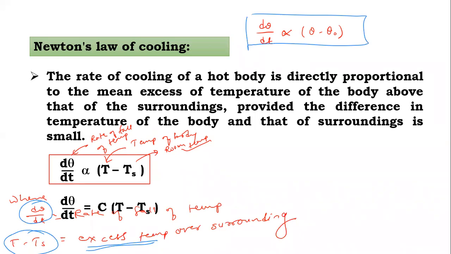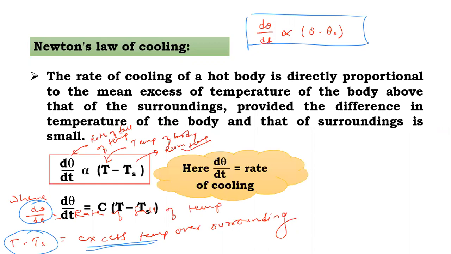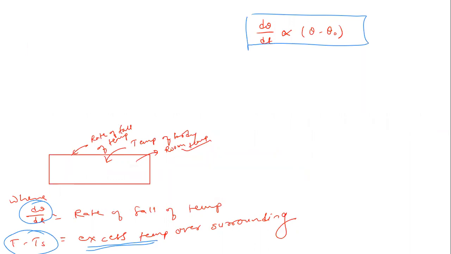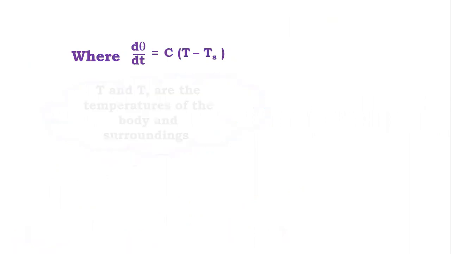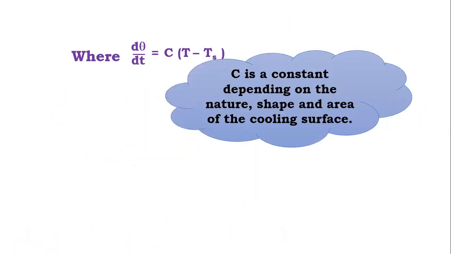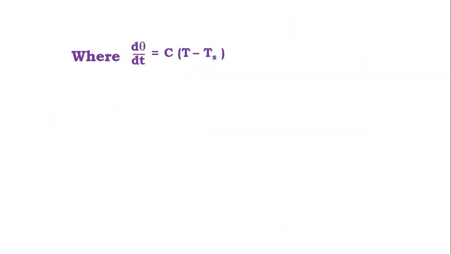Now here we can write a constant. The constant we can write as anything, K or C, it doesn't matter. So d theta by dt is the rate of cooling. Then T and Ts are the temperature of the body and the temperature of the surrounding. C is the constant of proportionality.